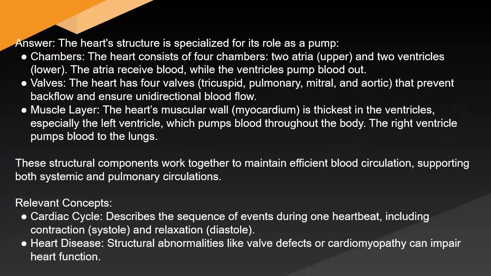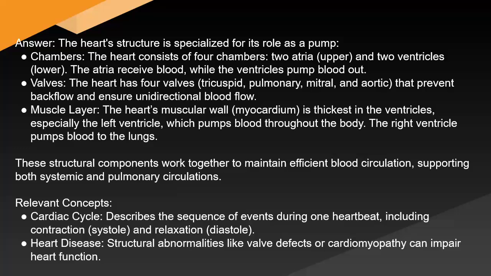How does the structure of the heart contribute to its ability to pump blood throughout the body? Answer: the heart's structure is specialized for its role as a pump. Chambers: the heart consists of 4 chambers, 2 atria (upper) and 2 ventricles (lower). The atria receive blood, while the ventricles pump blood out. Valves: the heart has 4 valves, tricuspid, pulmonary, mitral, and aortic, that prevent backflow and ensure unidirectional blood flow. Muscle layer: the heart's muscular wall, the myocardium, is thickest in the ventricles, especially the left ventricle, which pumps blood throughout the body. The right ventricle pumps blood to the lungs.